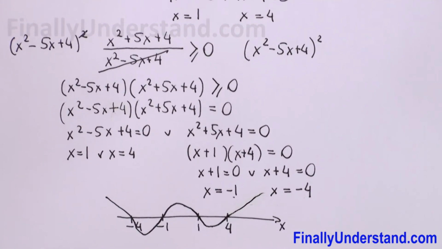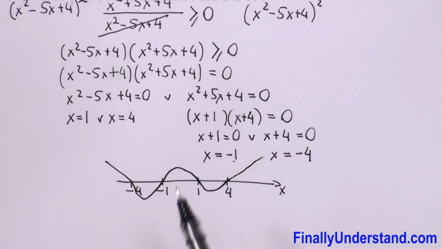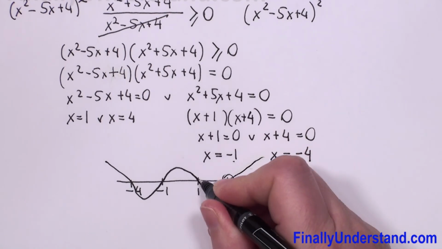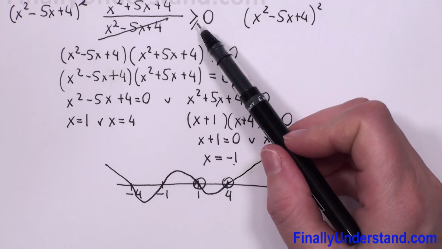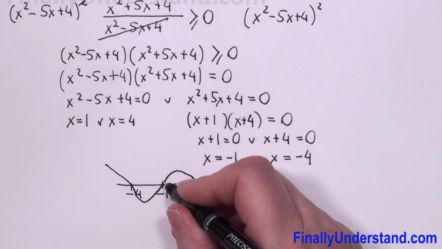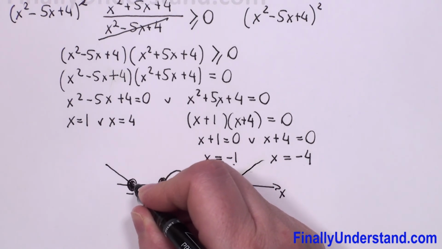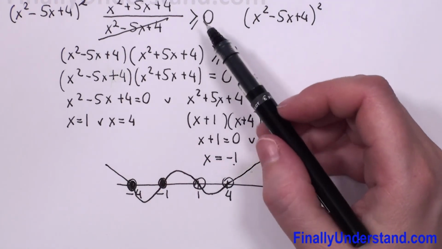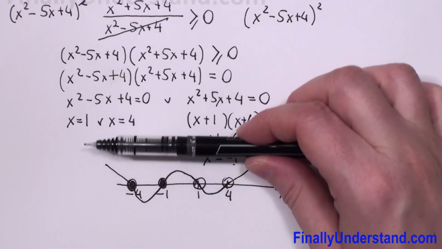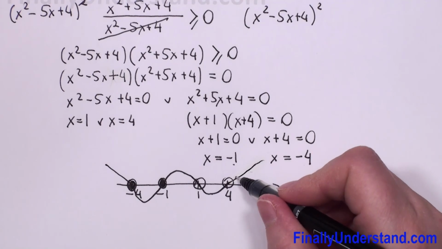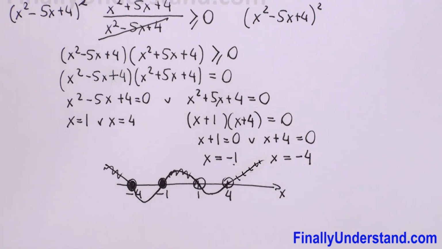Next, we have to come back to our domain. We exclude 1 and 4. So I will draw a circle on 4 and 1, and because we have the sign greater than or equal, it means negative 1 is included and negative 4 is included. And now we have to find the values greater than 0. Greater than 0 means above our number line. This part is above, this and this. So we have 3 intervals.